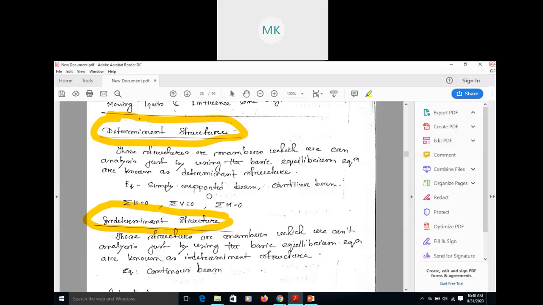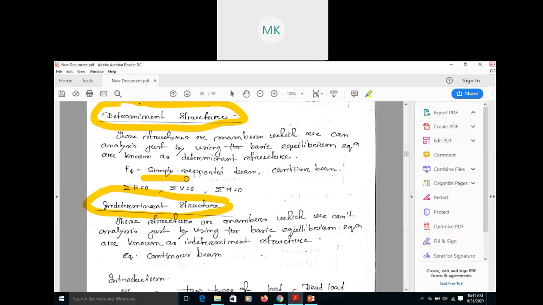So it is simply when we use the basic equilibrium equation. If we use that equation to solve any structure, and if we are able to solve that, then we can say that this structure is a determinate structure, or it is simply the opposite in terms of indeterminate structure. If we can't solve by using that basic equilibrium equation, we can simply say that this is an indeterminate structure. For example, you see it is given simply supported beam, cantilever beam, and for indeterminate it is continuous beam.